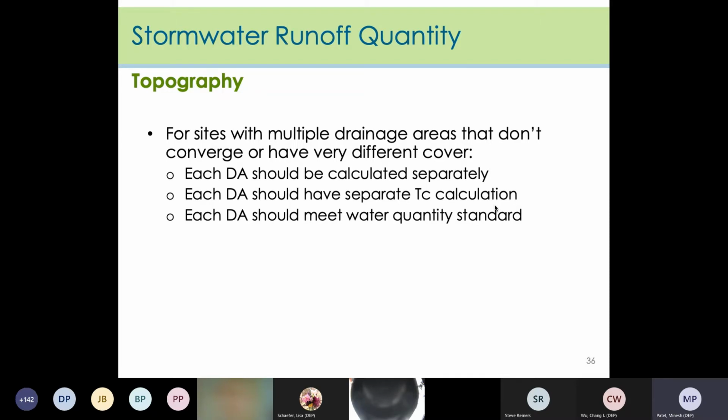It's very important to understand that each drainage area needs to be calculated separately. The reviewer should see the following calculated separately for each drainage area and must check the calculations for each drainage area. It cannot be assumed that if one calculation is correct, then the rest are correct as well.